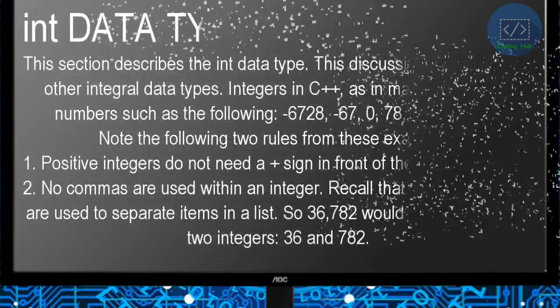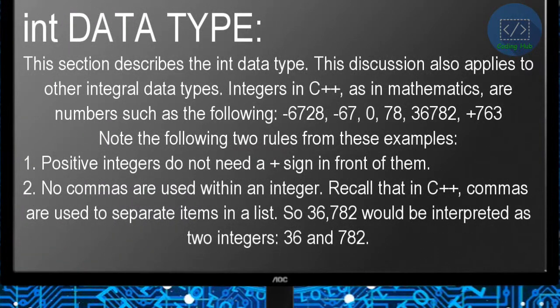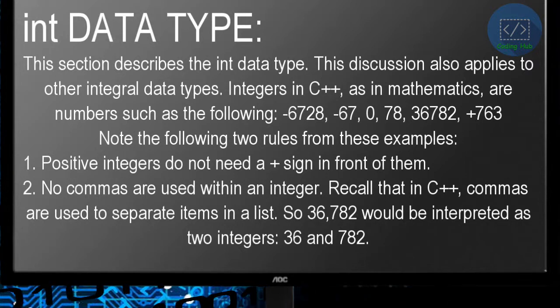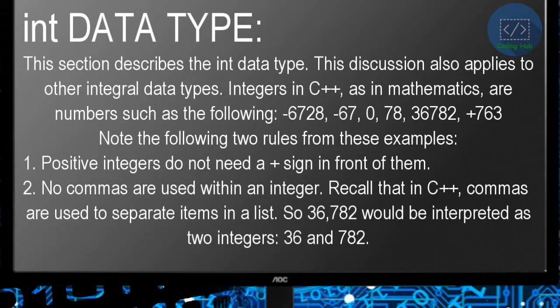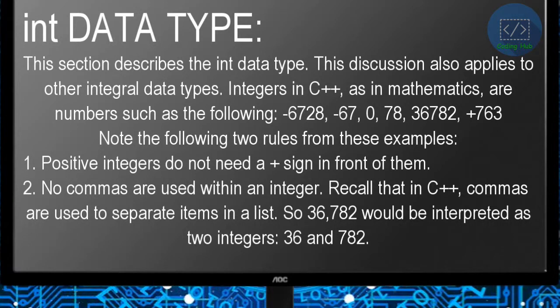Int data type. This section describes the int data type. This discussion also applies to other integral data types. Integers in C++, as in mathematics, are numbers such as the following: -6728, -67, 0, 78, 36,782, +763. Note the following two rules from these examples.